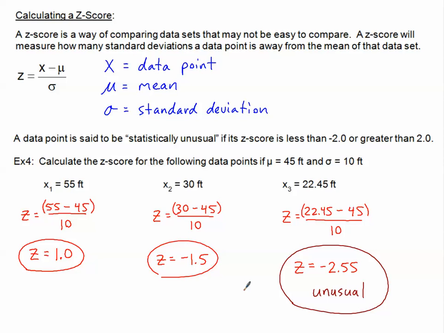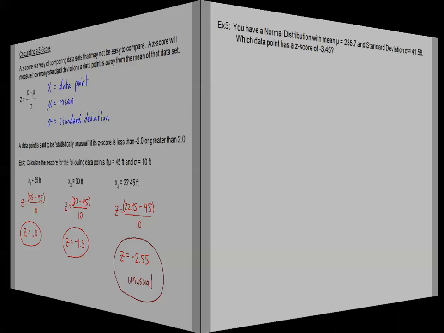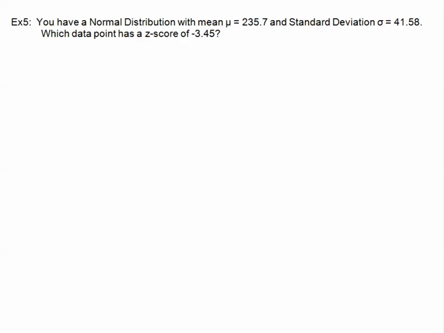So now that we can calculate z-scores, let's look at an example where we have to kind of go backwards. This one, example 5, you have a normal distribution, which is always important to note that we have that. The mean is given to us, the standard deviation is given to us. Which data point has a z-score of negative 3.45? So this time the z-score is given to me and we're trying to find out the data point that has that z-score. So let's write down our z-score formula.